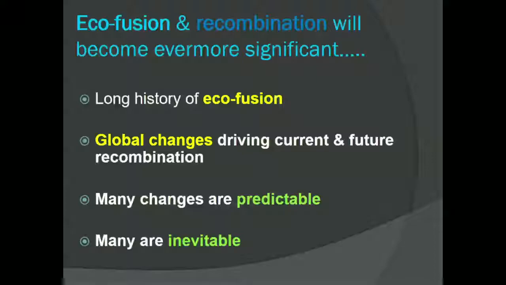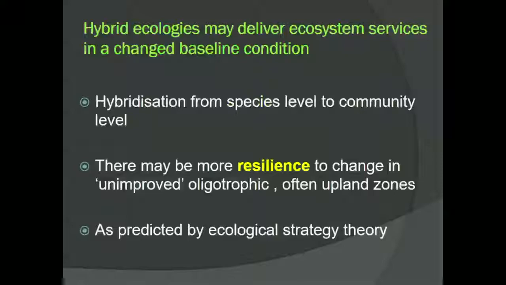Many changes are predictable, and you can use the approaches of different people like Philip Grime and his strategy theories and ideas of that. You can actually predict what's going to happen. You can look at successional theories, etc. Many of the changes are inevitable. Hybrid ecologies may also deliver ecosystem services in the baseline condition. And I know that Hobbs and some of the others, in looking at their novel ecosystems, have been looking at how these species work in that situation.